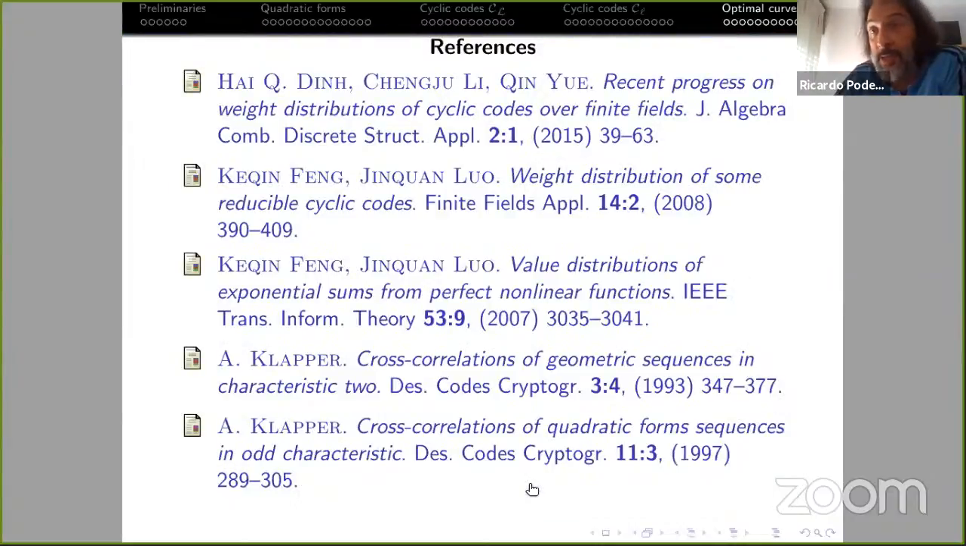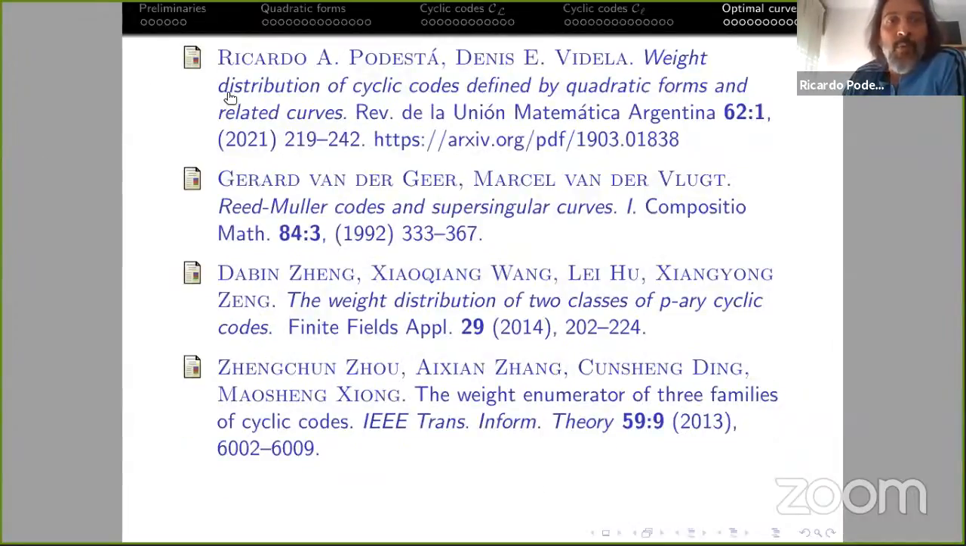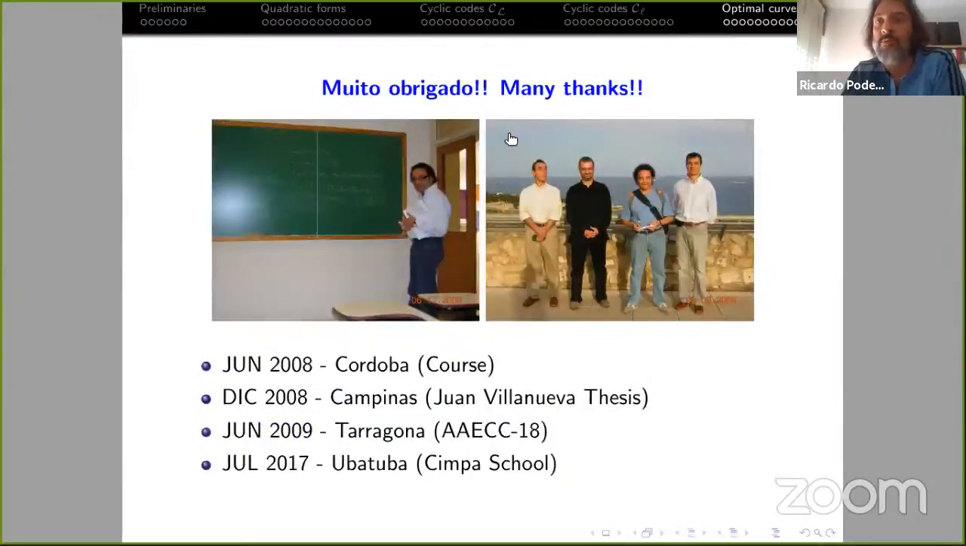Well, this is all I have to say. These are the references. This is the work you can find in; it is published this year. Okay, that's all. Muito obrigado.